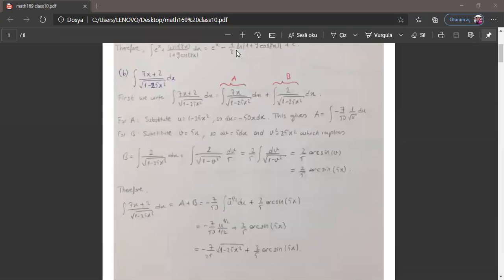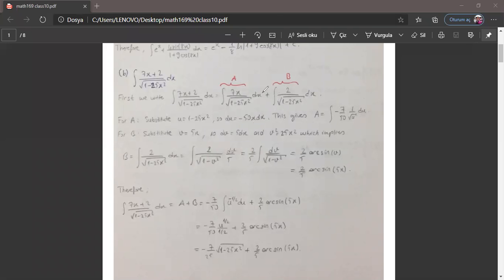Now we are given this integral. We again rewrite it as the sum of these two integrals. The first one we will denote by A, and the second one by B. For the first one we substitute this, and we get this by differentiating it. So A is equal to this.